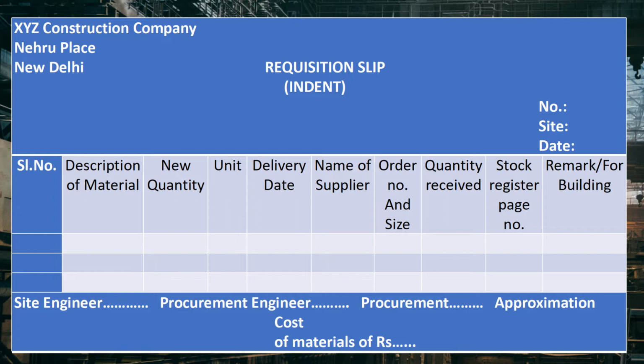XYZ construction company, name of the construction company, number, site, date, description of material, new quantity, unit, delivery, name of supplier, order, quantity received, stock register, remark for building. Then the site engineer will sign, the project engineer will sign, the procurement engineer, and the approximate cost of the material. This is one example of a requisition slip which is given in your booklet. But if you visit any construction site, you will find variation.